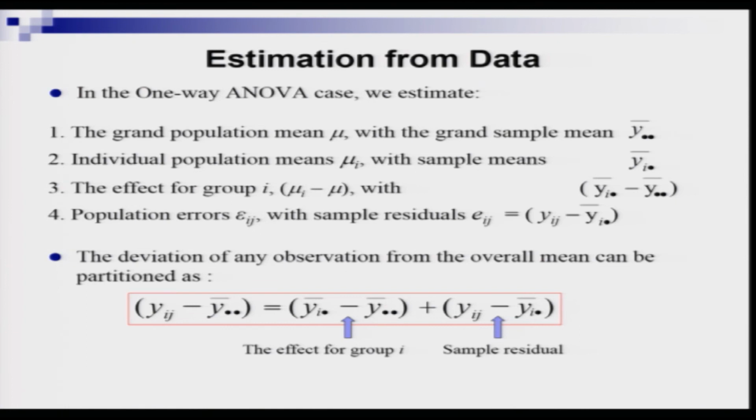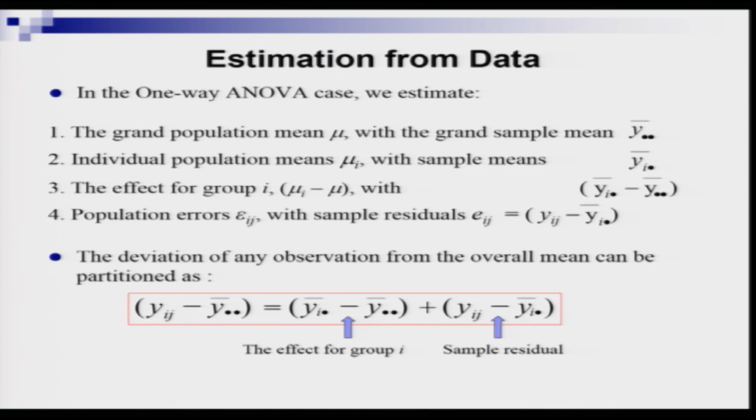Now we move down to the second item in the list, and we need to estimate individual population means mu i with sample means. Here I introduce a similar notation, y bar i dot. So, what do I mean by this?